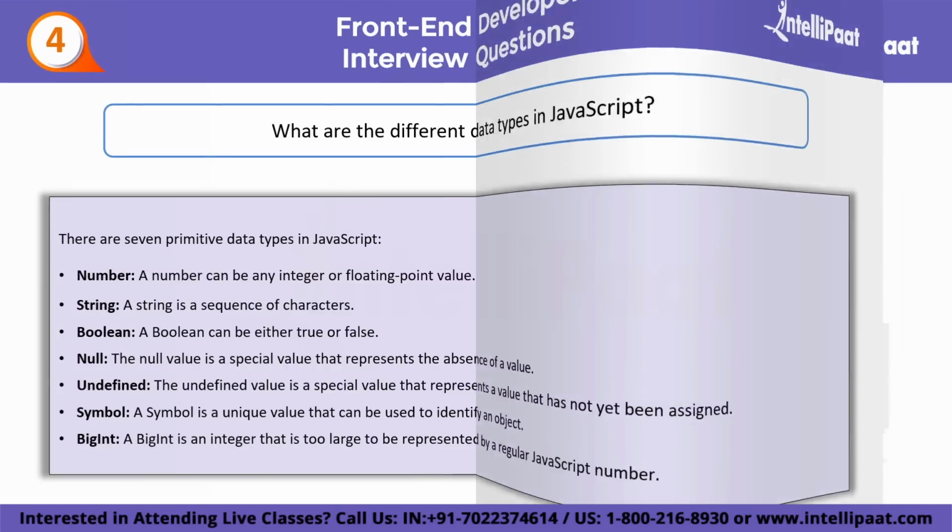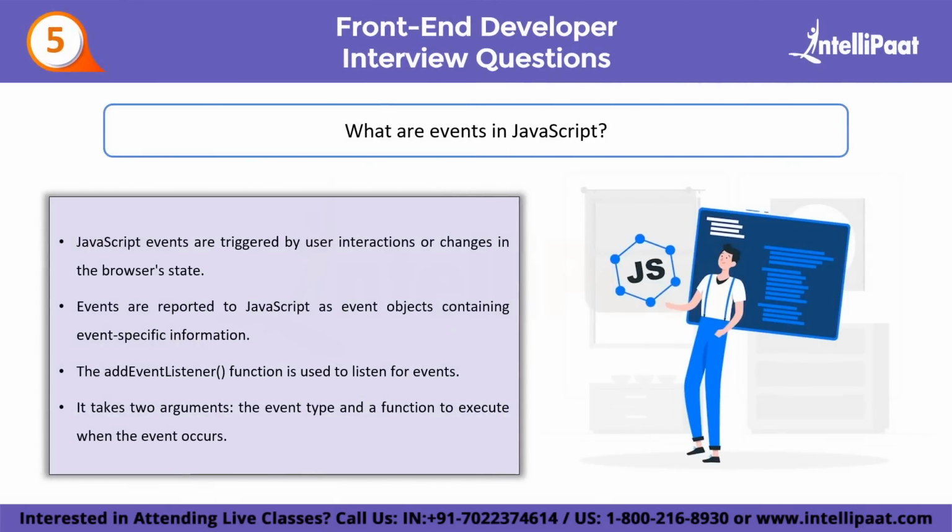Moving on to our next question. What are events in JavaScript? The answer to this question is events in JavaScript are things that happen to HTML elements and are reported to JavaScript by the browser so that code can react to them. User interactions such as pressing a button or moving the mouse, or changes to the browser's state such as page loading or window resizing, can all cause events.